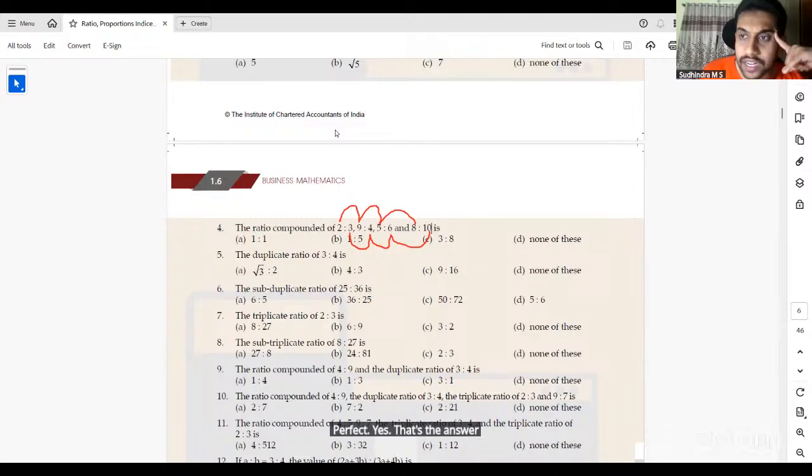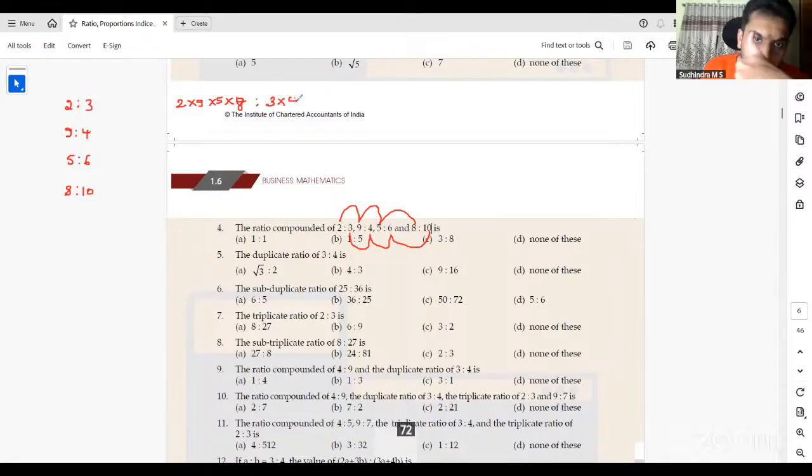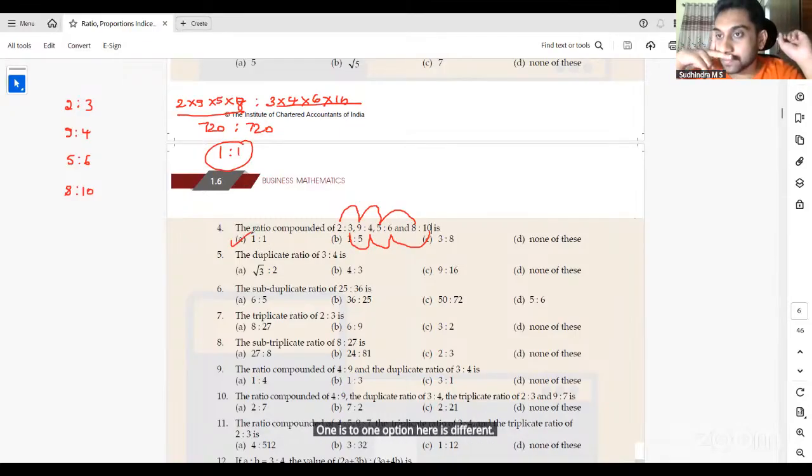Yes, Apurva Jogi. Correct. So, 2 is to 3, 9 is to 4, 5 is to 6, and 8 is to 10. 2 into 9 into 5 into 8 is 720, and 3 into 4 into 6 into 10 is also 720. 720 is to 720 is nothing but 1 is to 1. Option A is the answer.